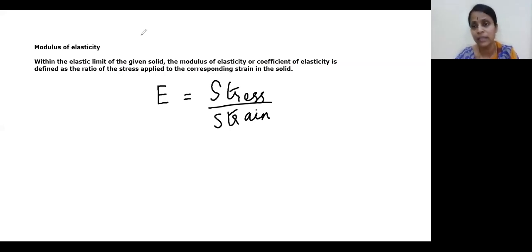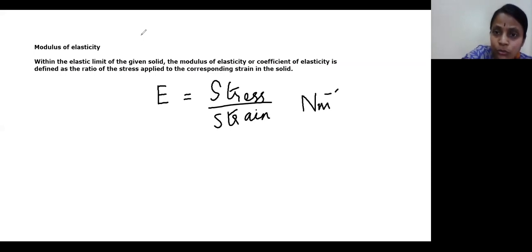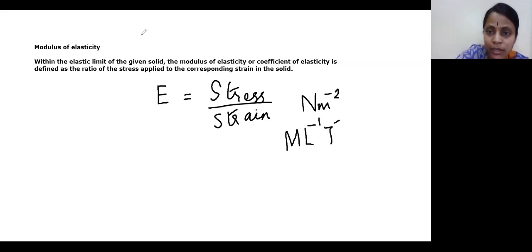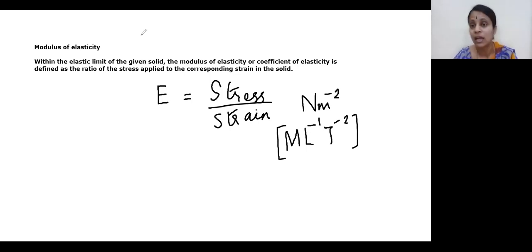And we know that strain is dimensionless because it is change in dimension upon original dimension. So the stress unit is going to be force per unit area, that is F by A, Newton per meter square. This is going to be the SI unit of modulus of elasticity. And if Mrs. Chandrasekhar has done dimensional analysis for you, the dimensions of this is going to be given by M L to the power minus 1 T to the power minus 2. This is going to be the dimensions for modulus of elasticity.